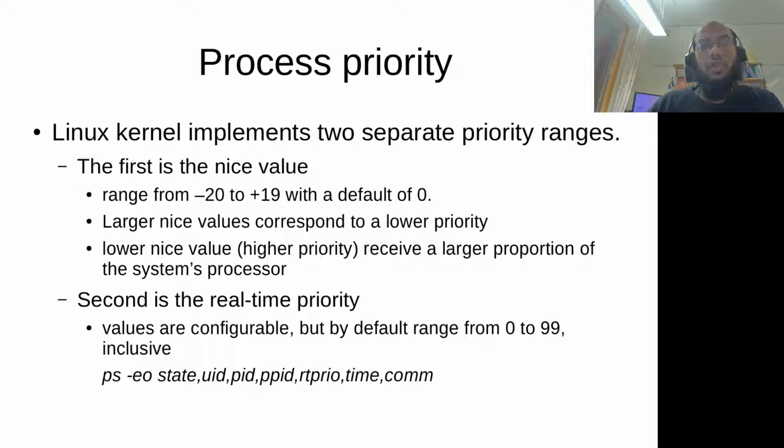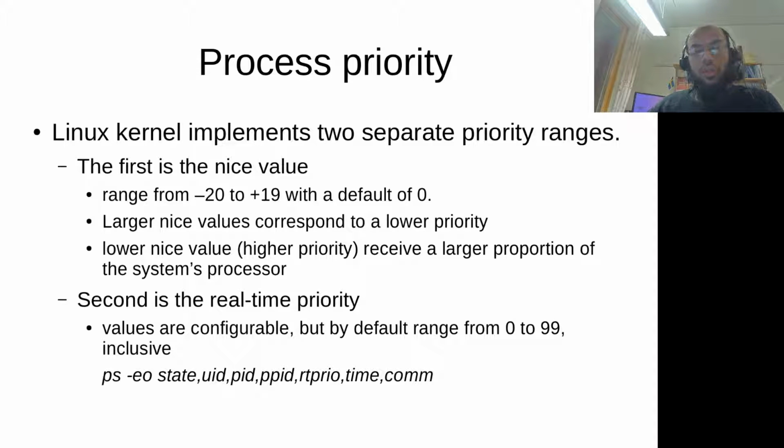Larger nice values correspond to more niceness, basically the process having less priority than all the other processes, and lower nice values are for much higher priority. So a process having -20 has much larger priority than a process having +19. The second way to prioritize is called the real-time priority, and this is not really used in the CFS. It's used in the real-time scheduler, as we'll talk about in a few slides.